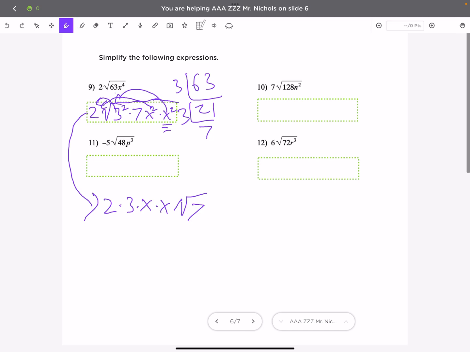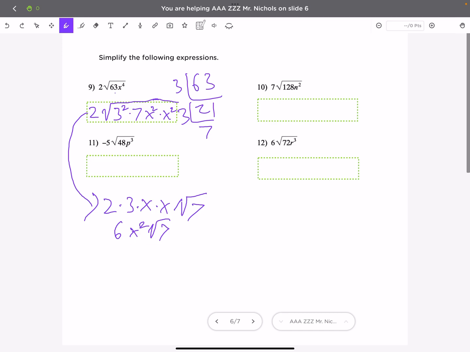Now when I combine it, you need to be really careful. 2 times 3 is 6. x times x is x squared, square root 7, like that. And 10, 11, 12 are all going to work the same.